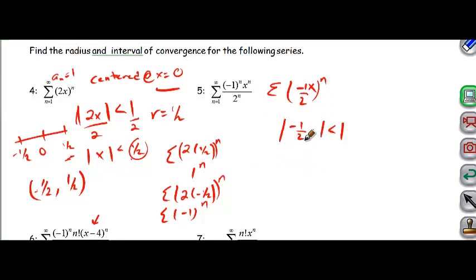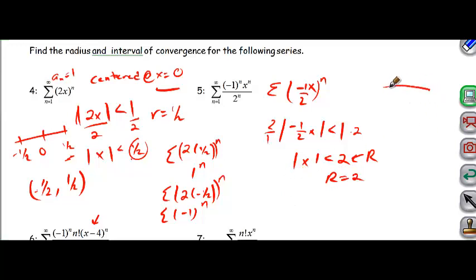Okay, so the negative part doesn't make any difference. So we're just going to multiply both sides by 2 over 1, the reciprocal. So the absolute value takes care of the negative. We got the absolute value of x. It has to be less than 2. 2 is my radius. Sometimes it just asks for the radius of convergence. So if it says radius, the radius is 2. It's not less than 2. It's just whatever that number is.